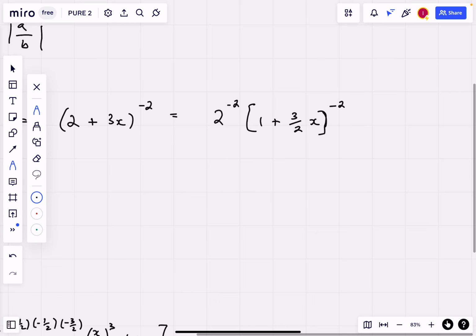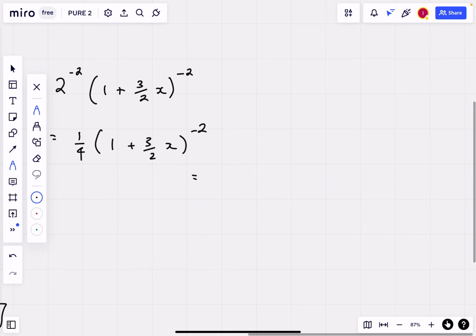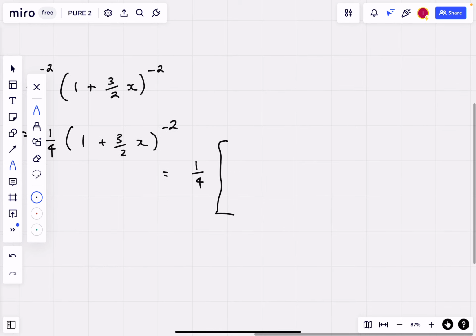Let's apply the square bracket. Actually, let's go with the regular brackets for now. 2 to the power of minus 2 is the same as 1 over 2 squared, so 1 over 4. Now I'm ready to apply the binomial expansion to the brackets. So we put 1 over 4 on the outside, we do our square bracket now, and then this is going to be the start of your binomial.